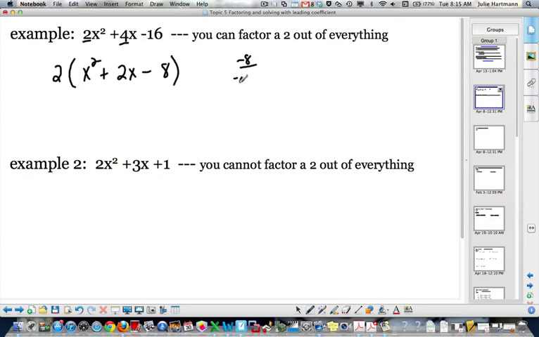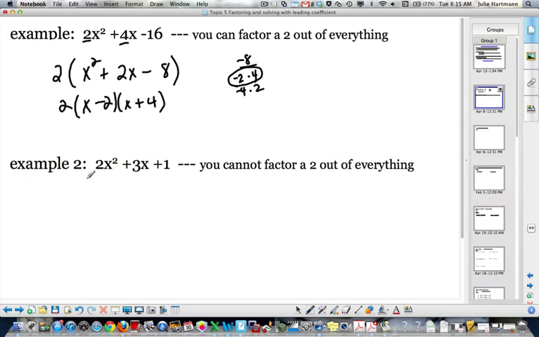So negative 8 would be, is it negative 2 and 4 or negative 4 and 2? We need to add to be a positive 2. So that would be a negative 2 and a positive 4. So x minus 2, x plus 4. Okay, so that would be factored.